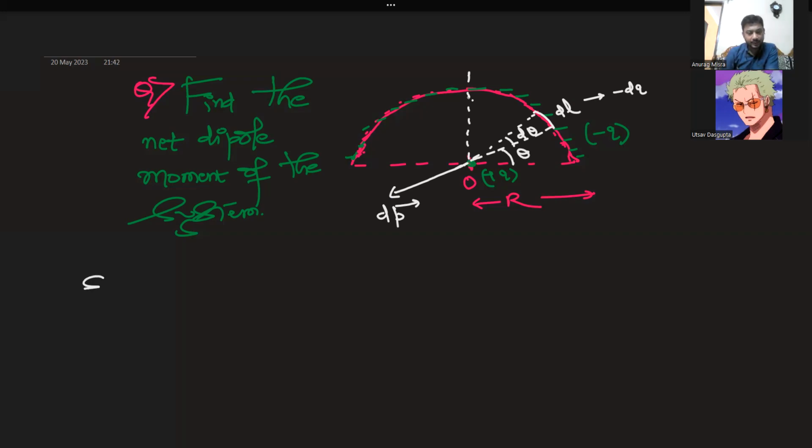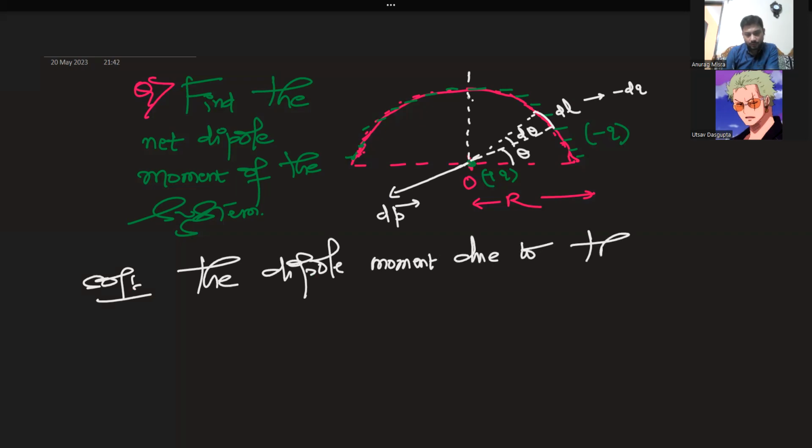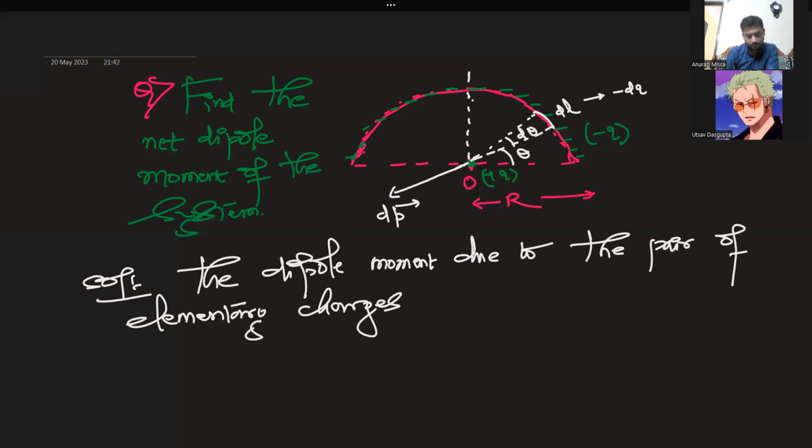right? So we can say that the dipole moment due to the pair of elementary charges plus minus dq will be how much? So dp will be equal to what? Plus minus dq is the magnitude, the charge equal to dq. And what is the distance between them? Distance between them is nothing but the radius of the circle. So we can say it will be r into dq.